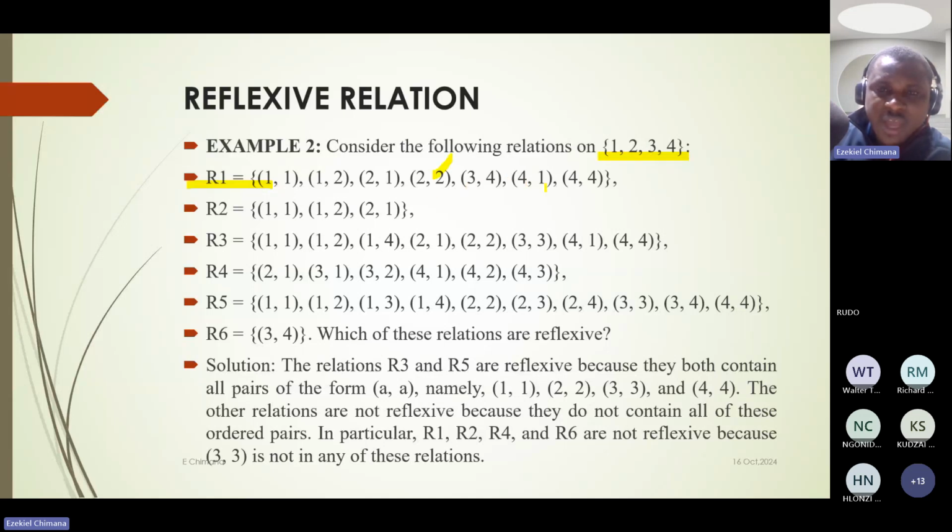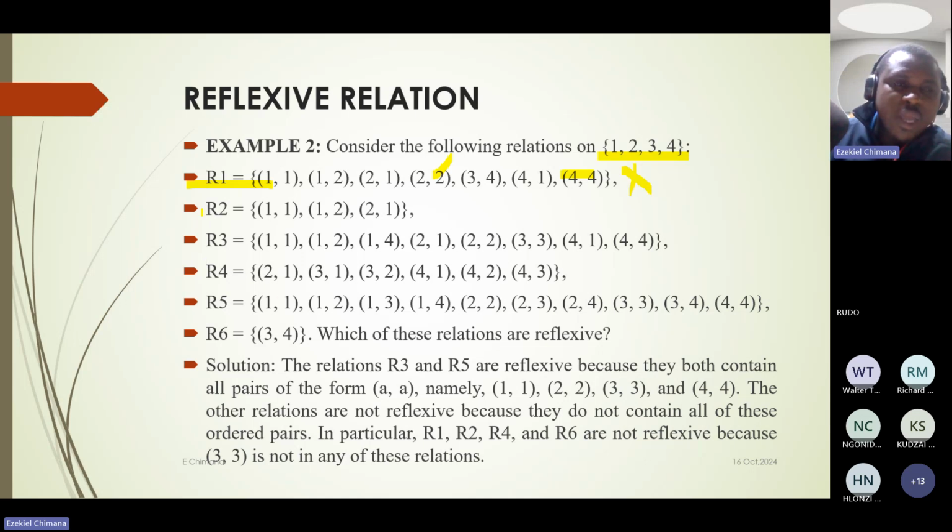No, we do not have that. So when you see that we do not have 3 mapping to itself, then that relation ceases to be a reflexive relation. So that relation is not a what? It's not a reflexive relation. So there's no need of checking 4, 4, though we have this 4, 4, but we do not have a 3, 3. So R1 is not a reflexive relation. Why? Because we do not have element 3 mapping to itself.